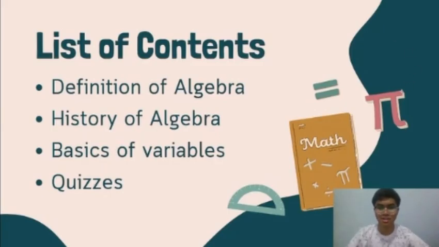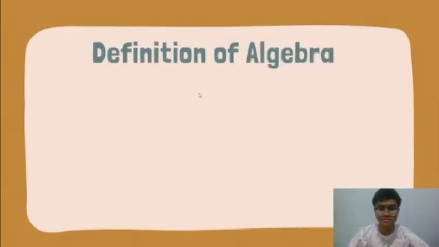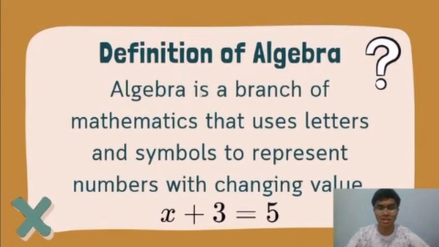Now, what exactly is algebra? By definition, algebra is a branch of mathematics that uses letters and symbols to represent numbers with changing values. Here is one example of algebra. The letter x represents numbers with changing value, and it is called variable. But before we learn about variable, we need to know about the history of algebra.